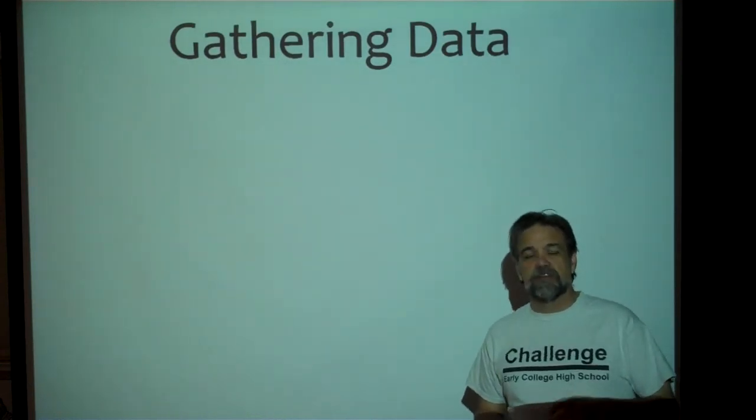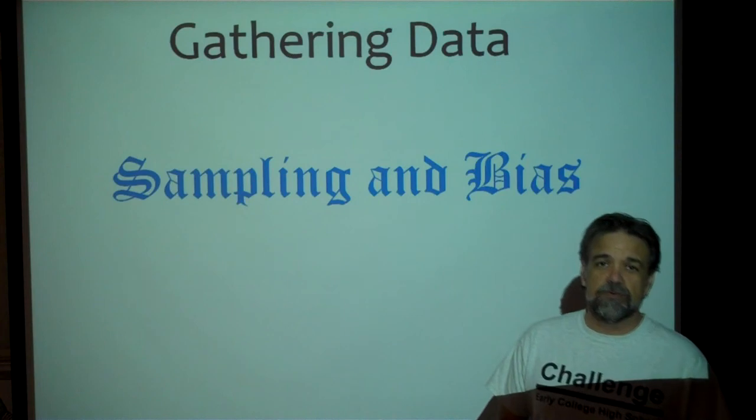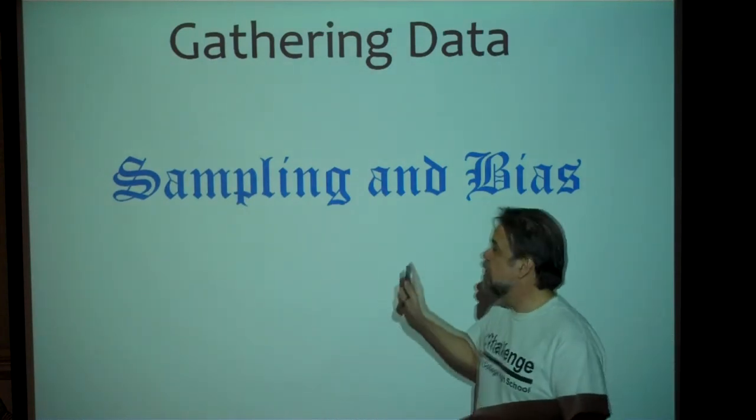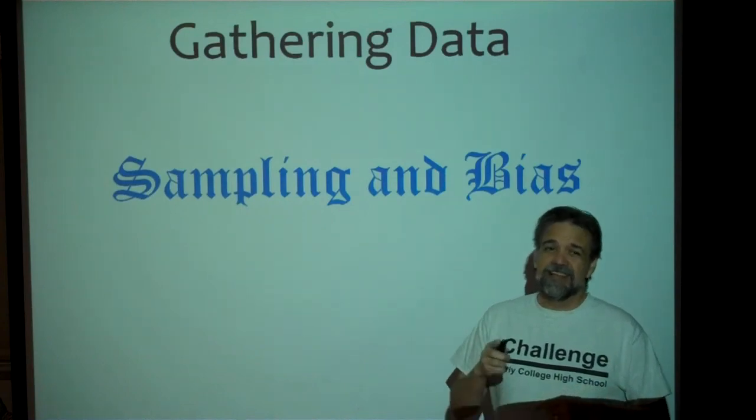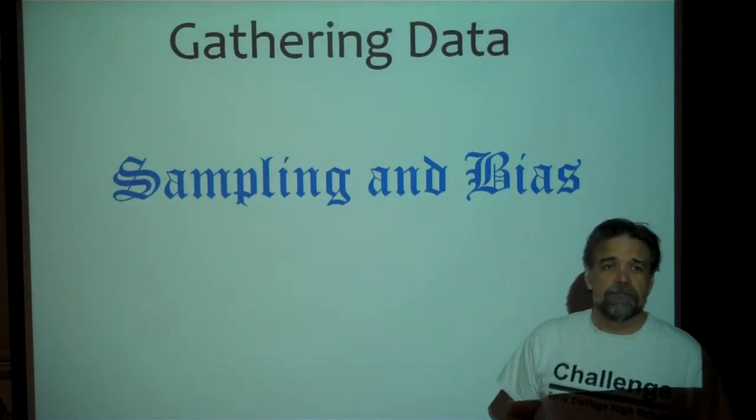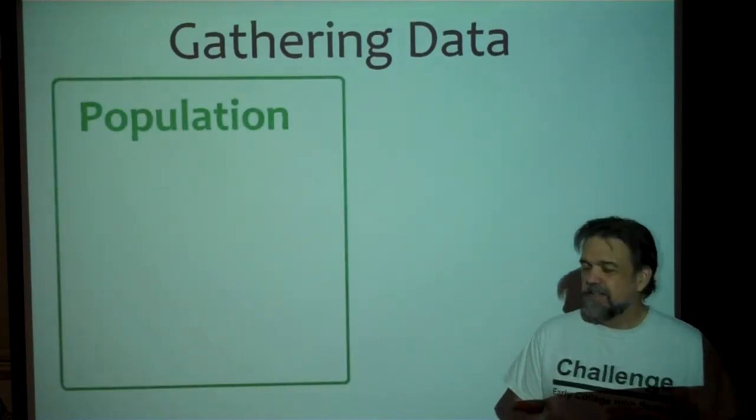Today we're going to be talking about gathering data, and in particular we're talking about sampling and bias. Sampling, that's what we're going to be doing. Bias, that's what we're going to be avoiding. Okay? So, first off, let's look at what we're doing.